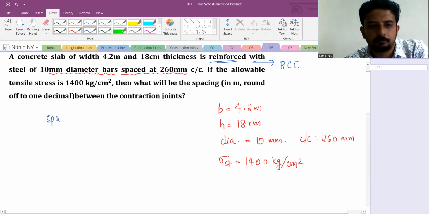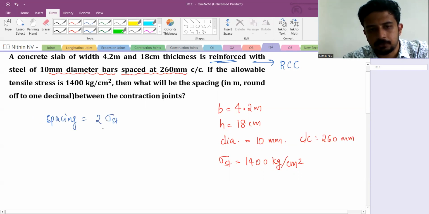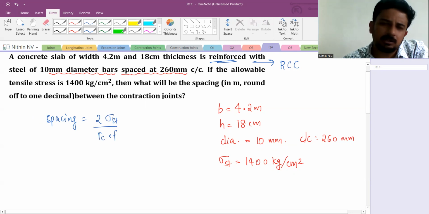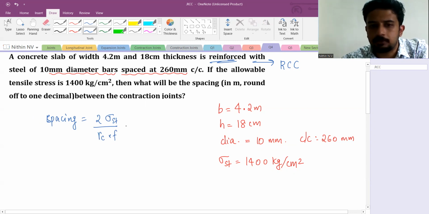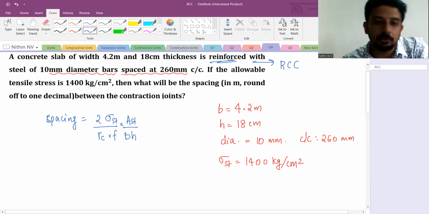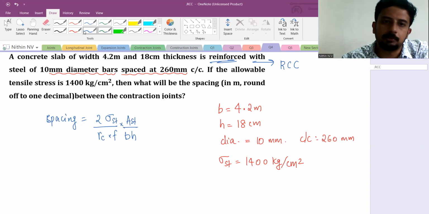So spacing is equal to... write the equation as many times as possible. See, 2 sigma ST divided by gamma C into F. Till here it is common, right? 2 sigma, whatever, sigma ST or sigma CBC, divided by gamma C into F. Till here it is common. What is coming extra? AST divided by BH is coming extra. That you remember. Like that, you need to learn the formula by heart.